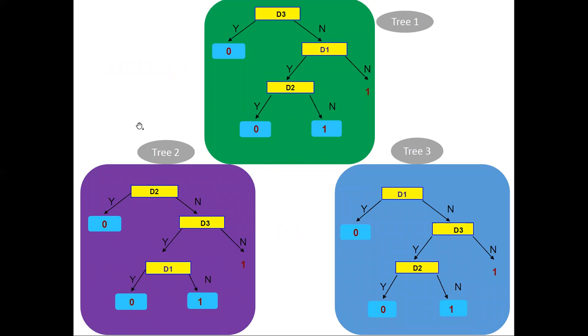So this is a cartoon of decision trees. In this one, D3 is used to split the root node, then here D2 and D1.